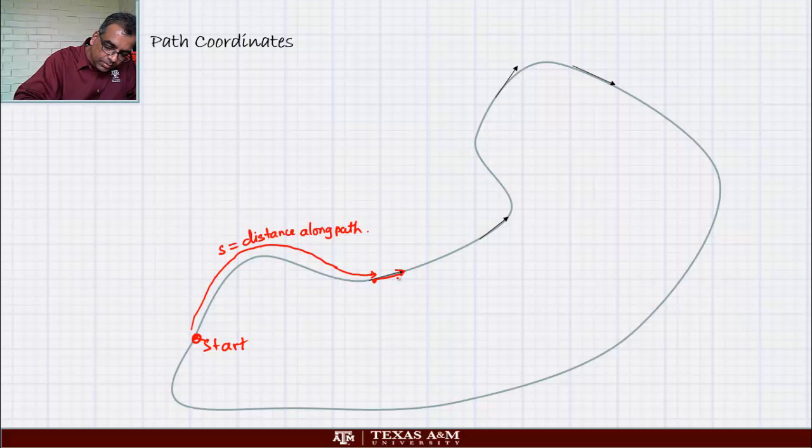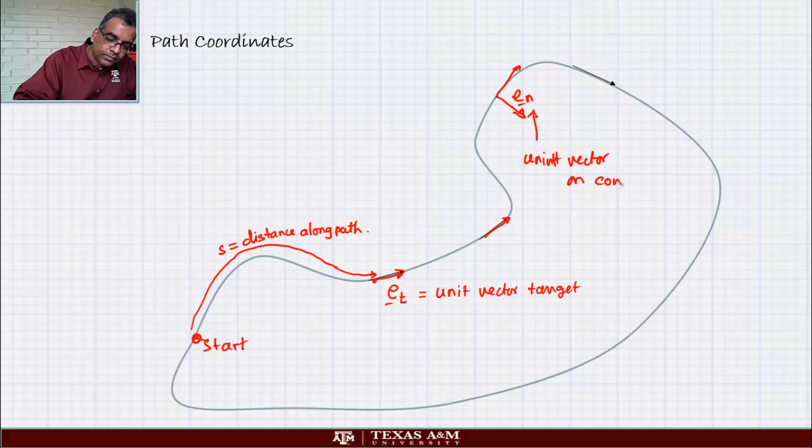The direction along the path, this vector is called ET. This is the tangent unit vector, tangent to the path. And the other vector we are going to use is this one, which is called EN, which is the unit vector on the concave side. Right? So this is ET and that's EN. That's what we're going to use.